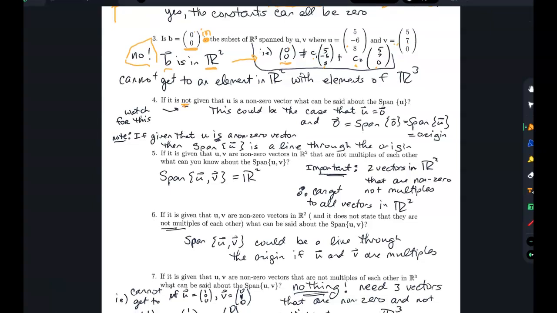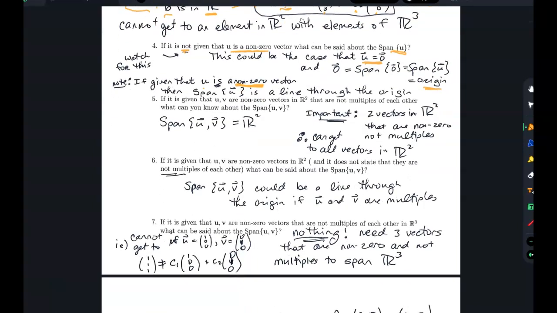If it's not given that u is non-zero, what do you know about the span of u? Well, that means u could be the 0 vector. And what's the span of the 0 vector? The 0 vector. So it's just the origin. That's it. So it's really kind of too simple. So if it says that u is a non-zero vector, then the span of u could be a line through the origin.